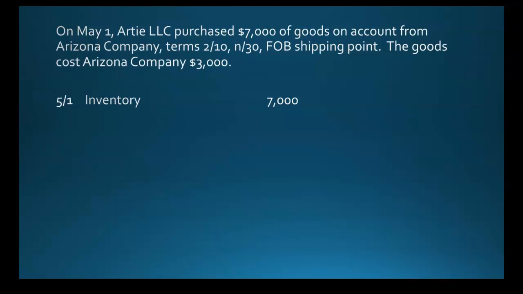And how are they paying for this inventory? It's all on account. So we will credit accounts payable for $7,000. Those terms and FOB shipping point do not come into play yet. Those will come into play down the line here in this problem.